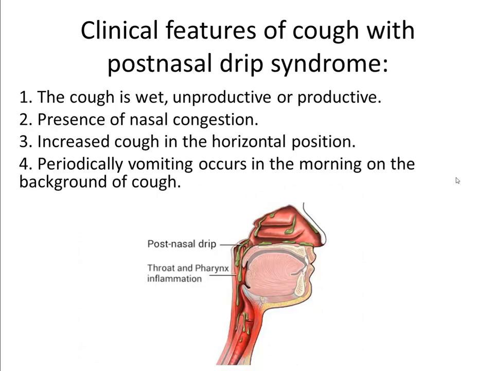Clinical features of cough with postnasal drip syndrome. The cough is wet, unproductive or productive. Presence of nasal congestion. Increased cough in horizontal position. And periodically vomiting occurs in the morning on the background of cough because of big amount of sputum, as you can see on this picture. These are postnasal drip.